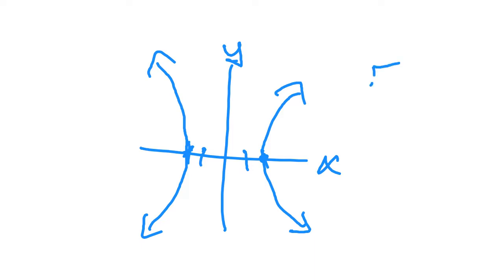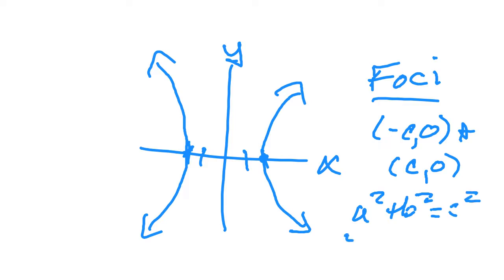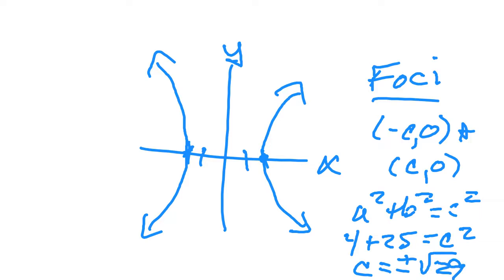And then there are foci. I talked about this. This is in the appendix as well. I'm not going to worry about it, but those occur at minus c, 0 and c, 0, where a squared plus b squared equals c squared. Well, a squared is 4, b squared is 25, so c squared equals 29. So c equals plus or minus the square root of 29. Of course, the square root of 29 is a little bit bigger than 5 for the foci.